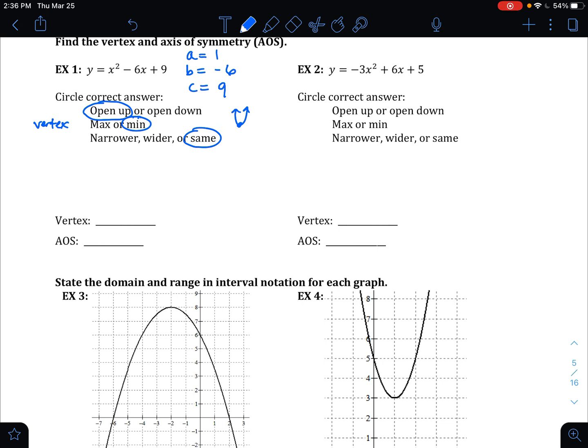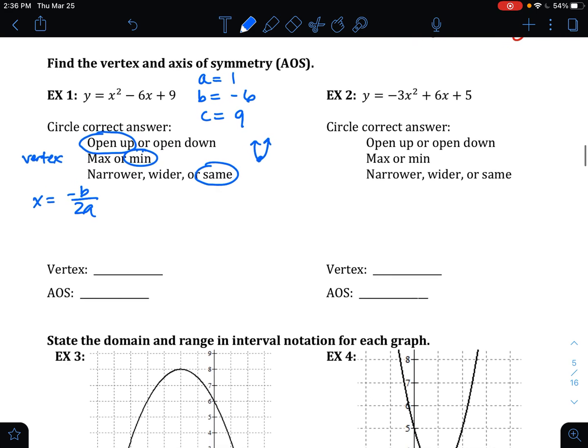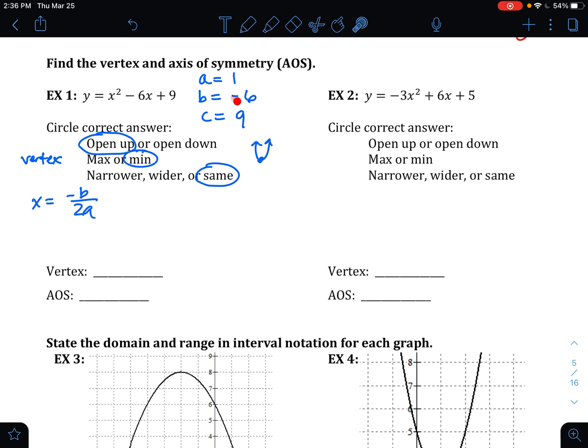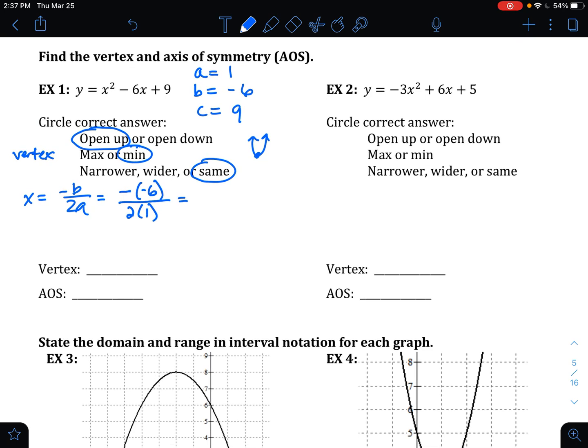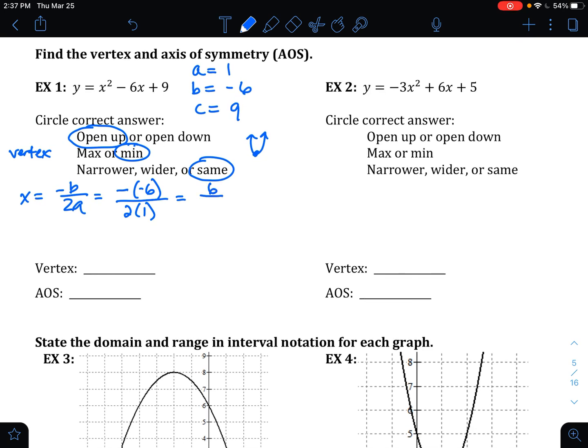All right, let's do the formula. We need to calculate the vertex. So I'm going to use this equation, x equals negative b over 2a. The b value is negative 6, and the a value is 1. The negative is part of the formula, and my b value is also negative 6. So I'm going to do negative negative 6 over 2 times 1, because a is 1. Negative negative 6 is really just 6. 2 times 1 is 2. 6 divided by 2 is 3. So that is the x coordinate of my vertex.